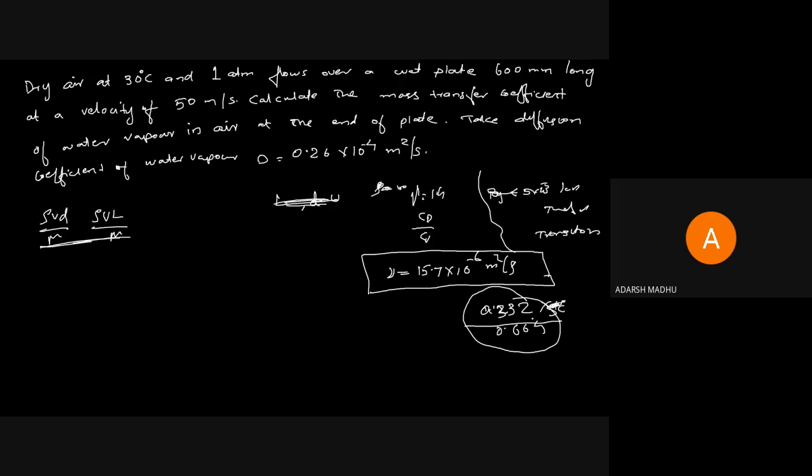As I said, if the question is asking for an average region you take the doubled value, and if the question is asking for a particular length, we take 0.332.